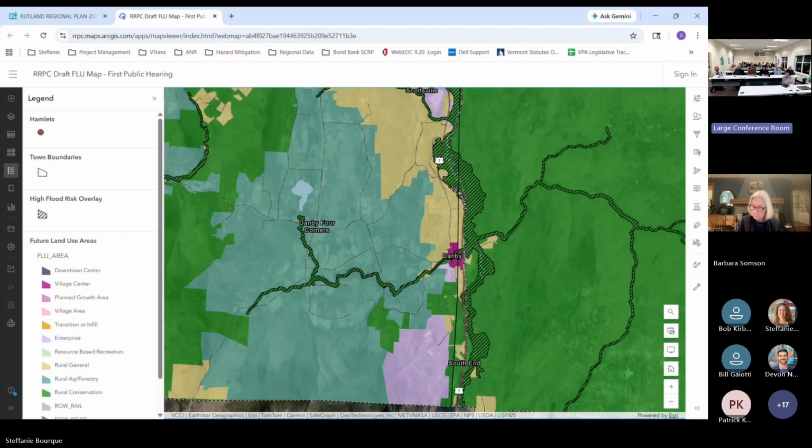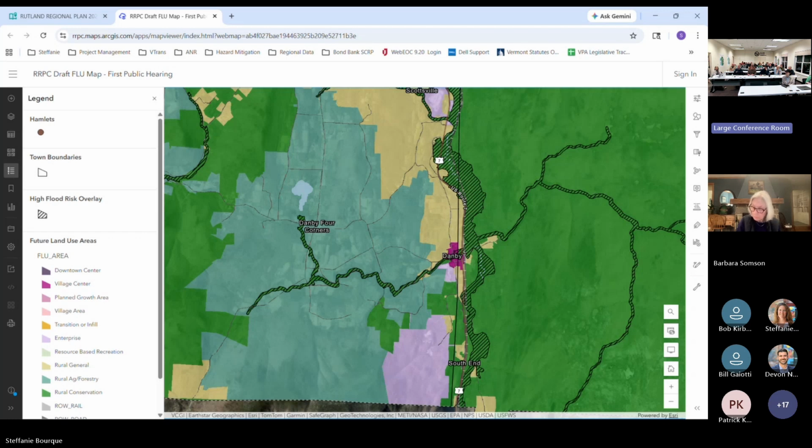What I mean by that is you see a lot of rural conservation on the map. That is saying these areas are considered high priority interior forests, high priority wildlife corridors. They've been mapped by the state of Vermont as high value natural resources. So if you, Bill, as a landowner, wanted to voluntarily have your land go into a conservation easement, we're saying this would be a good spot.